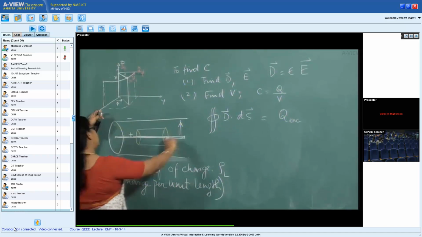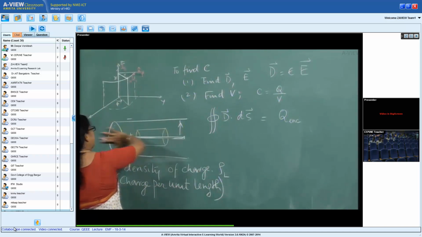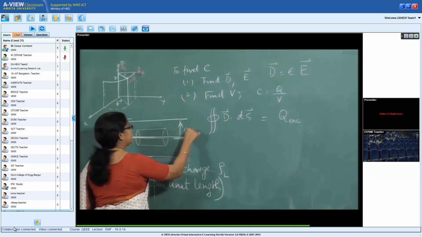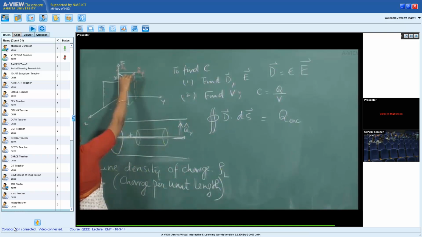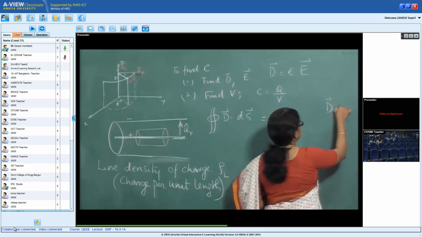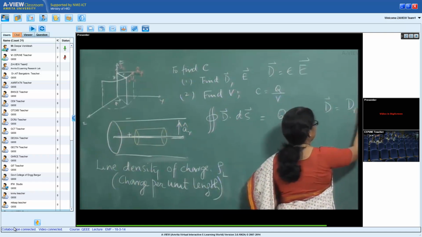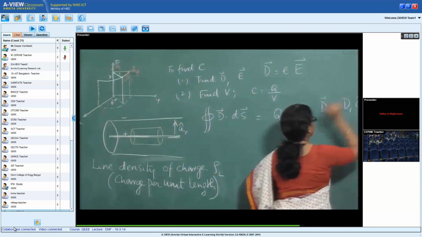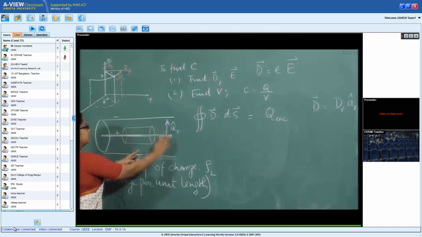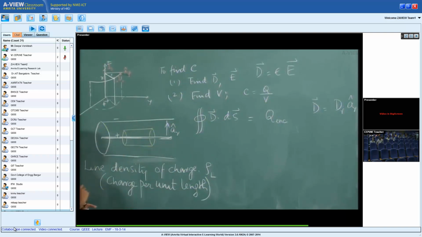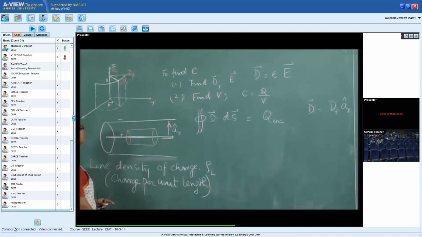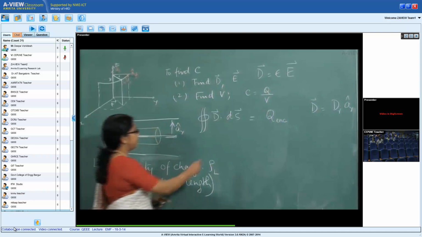I turn this around, this is my z axis in my cylindrical coordinate system, this is my r direction, so this is my AR direction. So my D is only in the AR direction, so I call the component of D along the radial direction Dr, times the unit vector along AR.